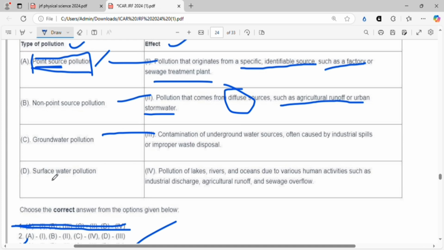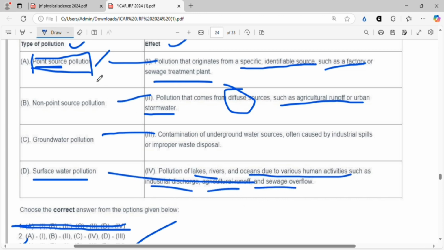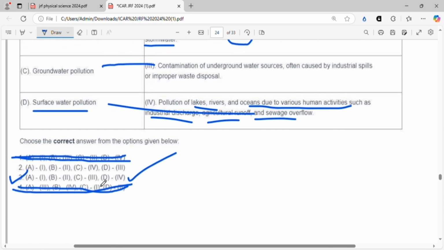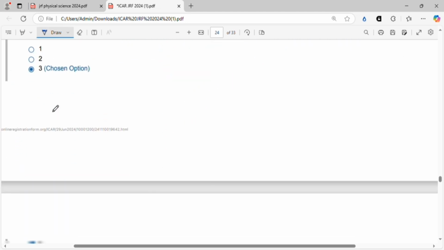Surface water pollution, you can know what is surface water. Water that is present in the rivers, lakes and ponds, on the earth's surface, is surface water. And the pollution of lakes, rivers, and oceans due to various human activities such as industrial discharge, agricultural runoff, and sewage overflow. So it is A1, B2, C3, and D4. All right, A1, B2, C3, D4. You have to check it twice and we can move on.